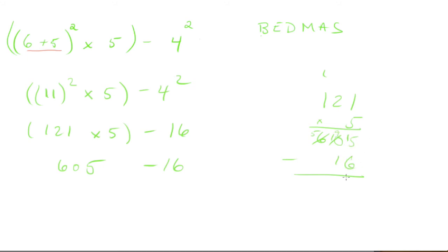And so 15 minus 6 is 9. Now 9 minus 1 is 8, and here we have a 5. So the final answer should be 508. This should be the final answer of a question like this.